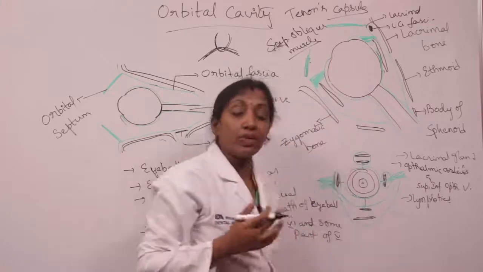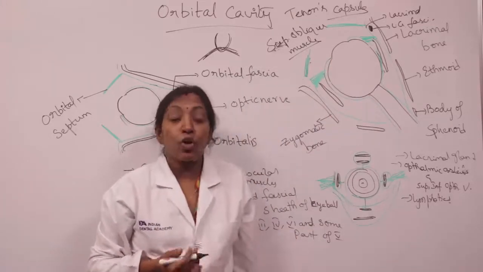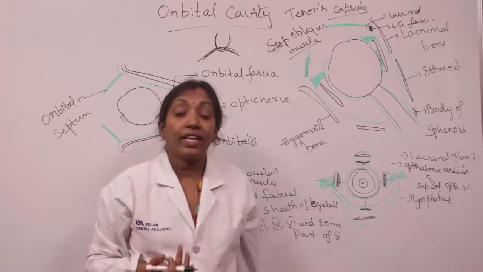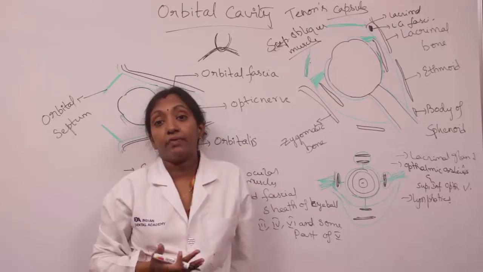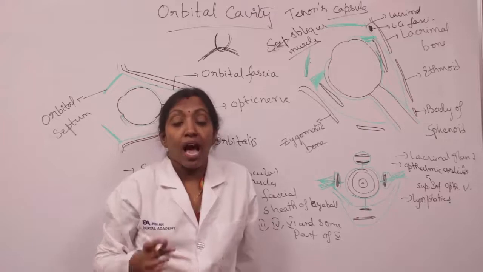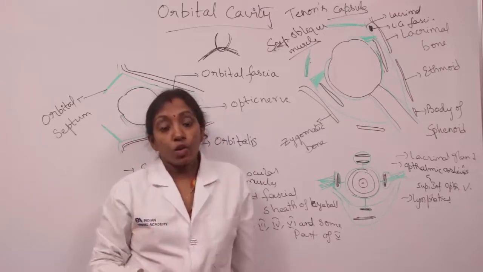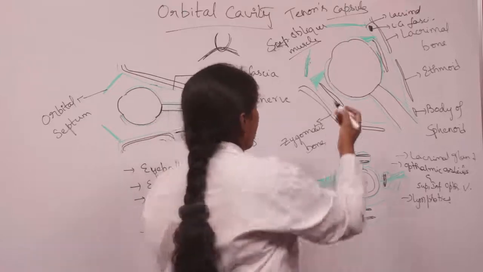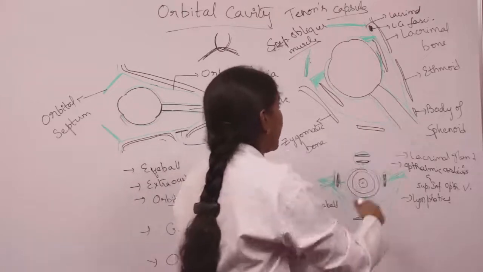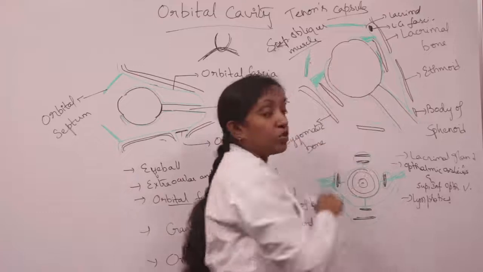There exists a space between the sclera and the fascia. We call it the episcleral space, and various delicate fibrous bands exist in this space. This fascia also allows free movement of the eyeball. So Tenon's capsule surrounds the eyeball as well as the optic nerve, up to the corneoscleral junction.